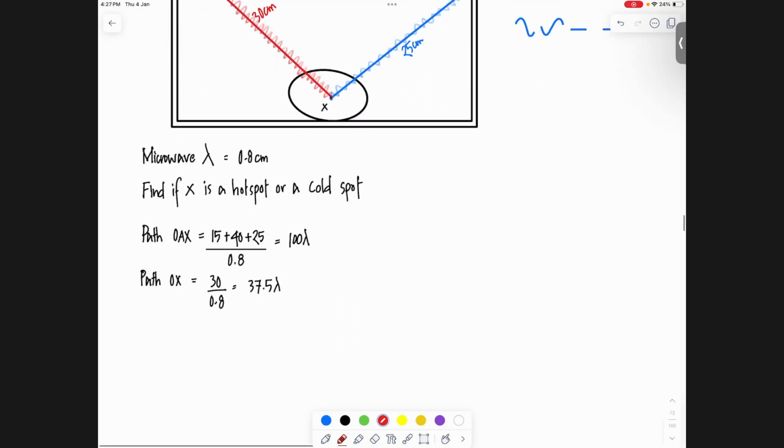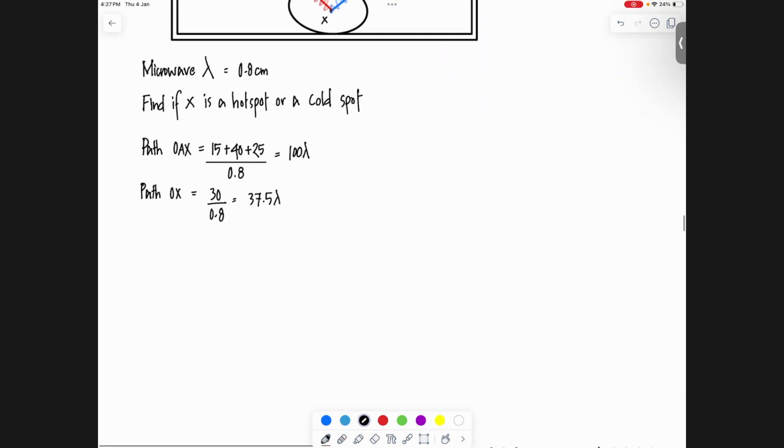So এটা কেমনে বের করব? এটা বের করার একটা way আছে. So what you write next is path difference key. So path difference between the 2 points is equal to 100 minus 37.5, which is how much? 62.5 lambda. And tomra এত কিছু না করে, you just look at that number and see what criteria it fulfills.